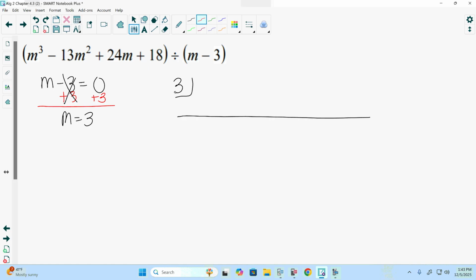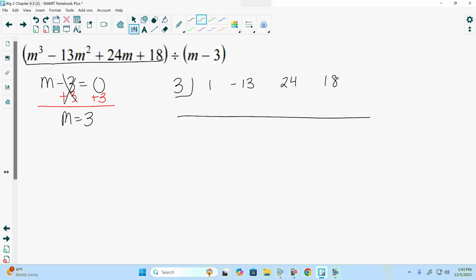Now the numbers that are going to go across the top, we're going to take the coefficients of what's being divided and list them out. If there's one missing, we fill it in as 0. So the number in front of m cubed is 1. The number in front of m squared is negative 13. The number in front of m is 24. And our constant term is 18.